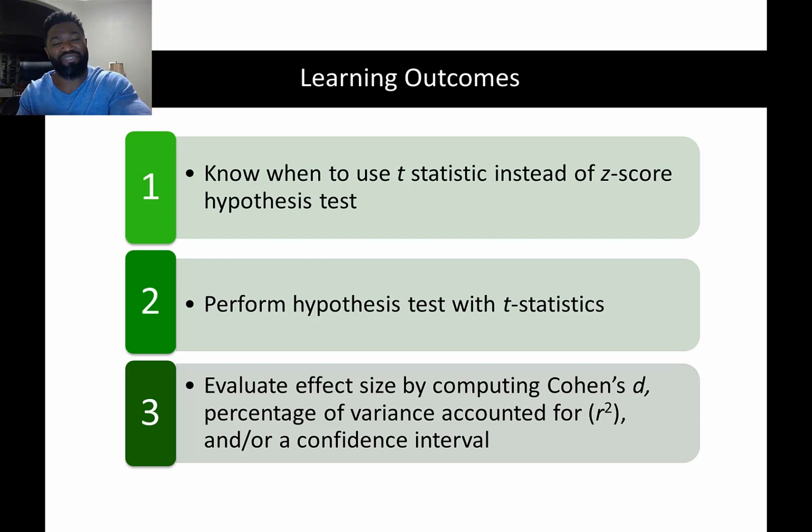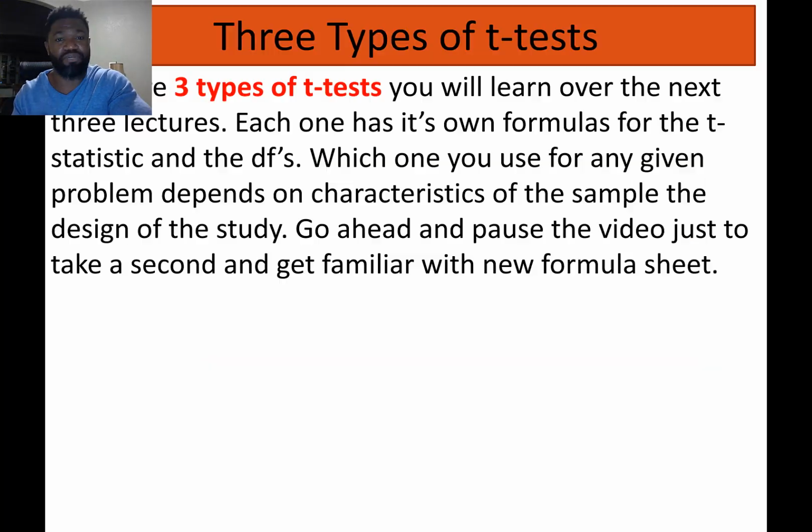But we're going to learn Cohen's d, and we're going to learn about the percentage of variance accounted for, and then we'll also learn about confidence intervals, which are super fun. So let's do it. There are 3 types of t-tests that you're going to learn over the next 3 lectures, and each one has its own formula for the t-statistic and the corresponding DFs, which stands for degrees of freedom, which I'll teach you about shortly.